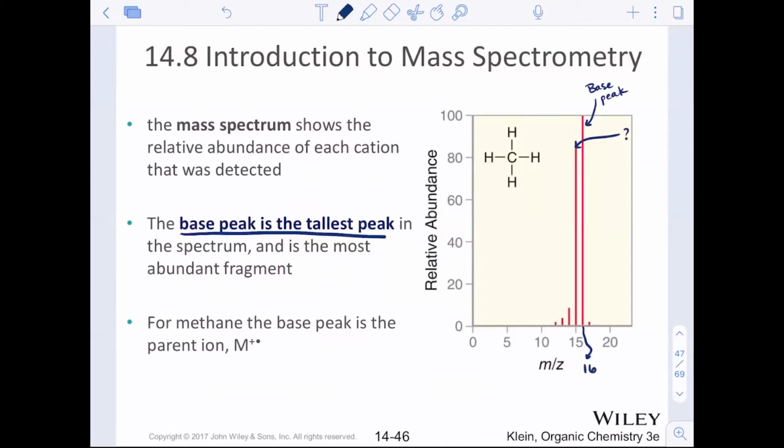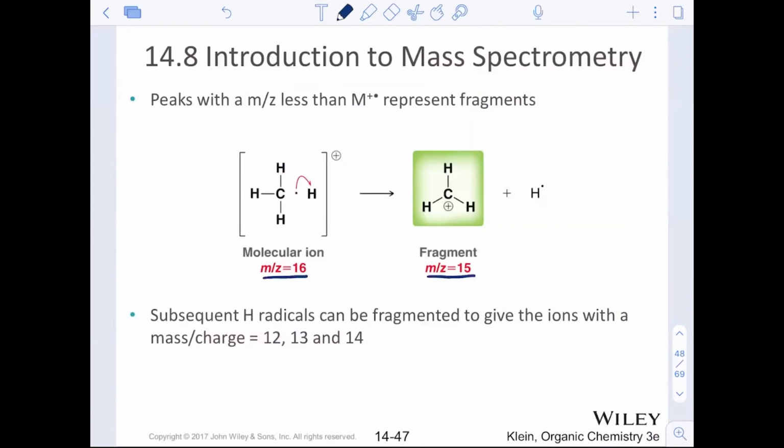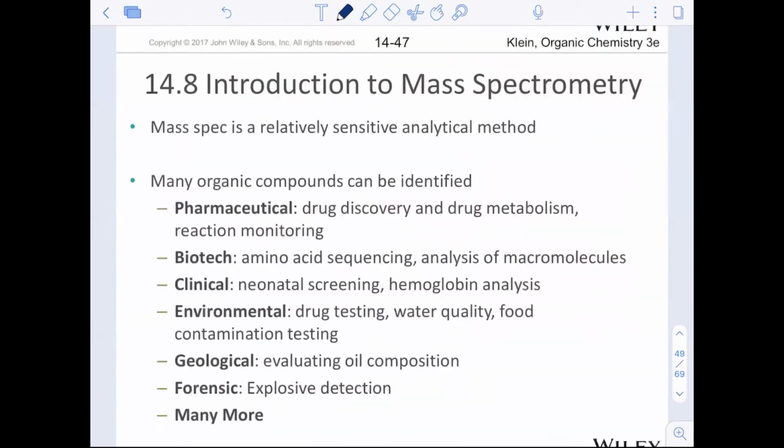It must be the CH3 carbocation. One hydrogen got plucked off, right? Now, subsequent hydrogens could keep plucking off, right? Subsequent hydrogen radicals can fragment to give the lower mass to charge ratios as well, the 12, the 13, and the 14 that we saw.